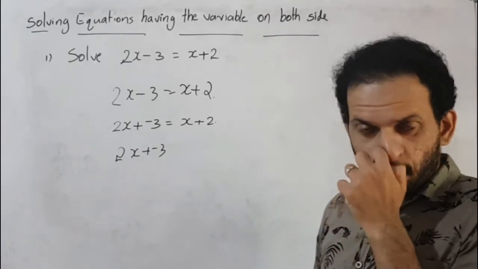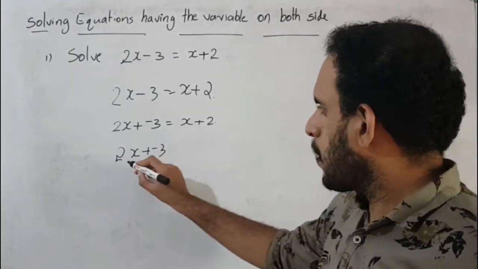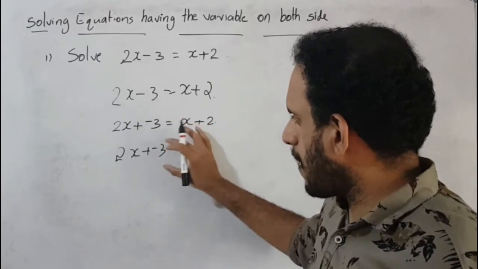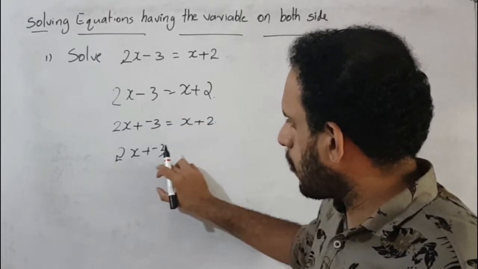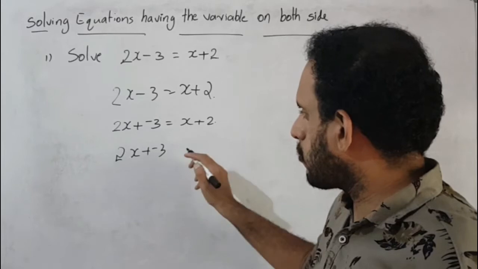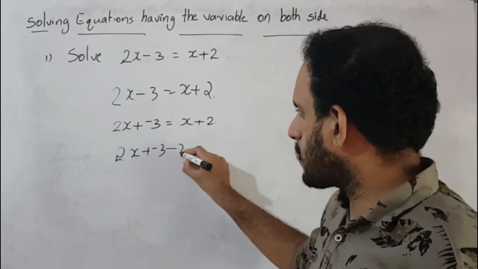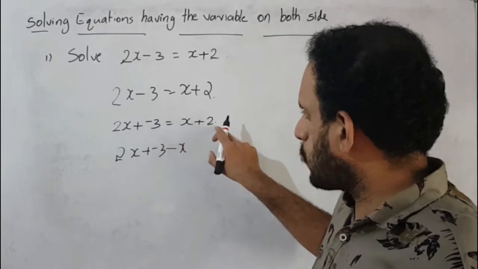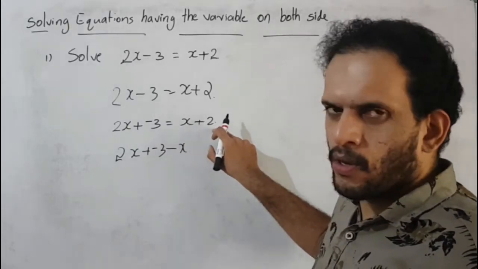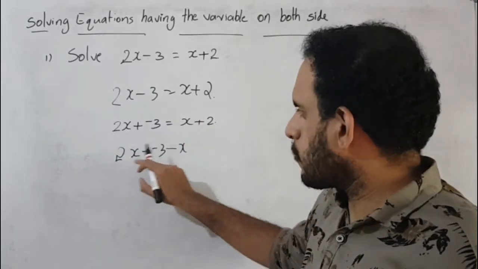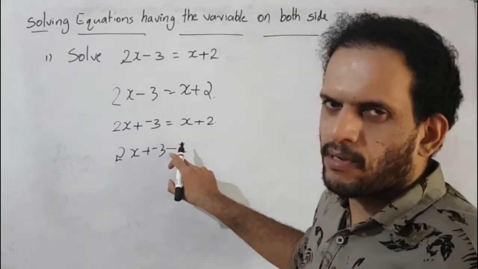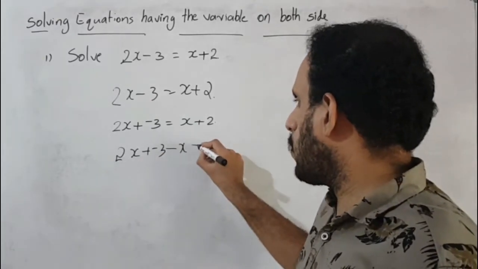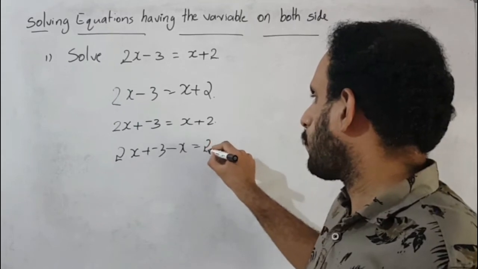We have two methods for doing this one. First one is like this: 2x, I keep the minus 3 on the same side, then I transpose only the x. 2x plus minus 3 minus x, because it's adding x, a plus x, correct? x plus 2, we are adding here. So with the transpose, what is the change? The plus x is changed to minus x is equal to what is remaining here, 2.